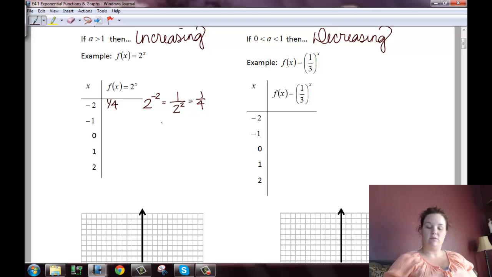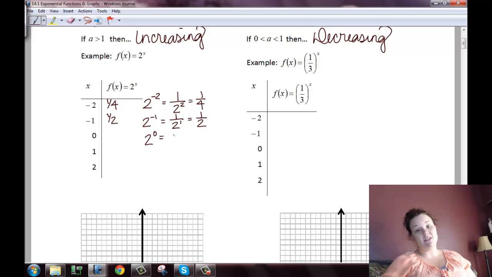When I do 2 to the negative 1, same thing. 2 to the negative 1, the negative exponent flips it. So I get 1 over 2 to the first power, which is just 1/2. And then I have 2 to the 0. Good important thing to note, which I forgot to note in 118, I apologize. Anything raised to the 0 power is 1.